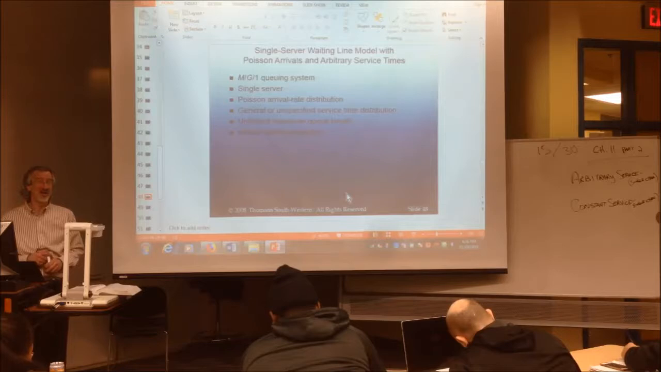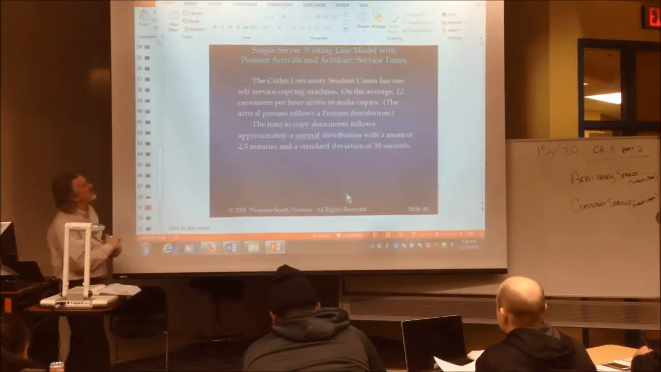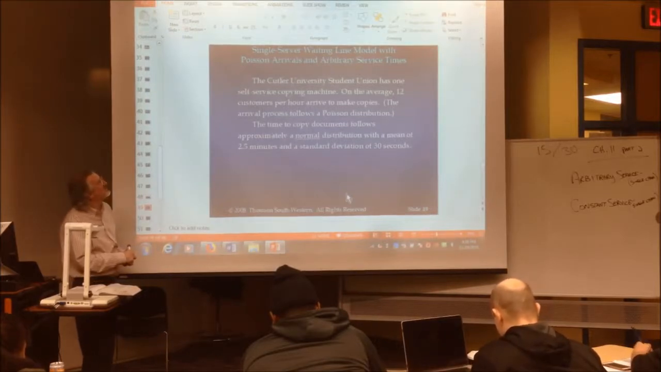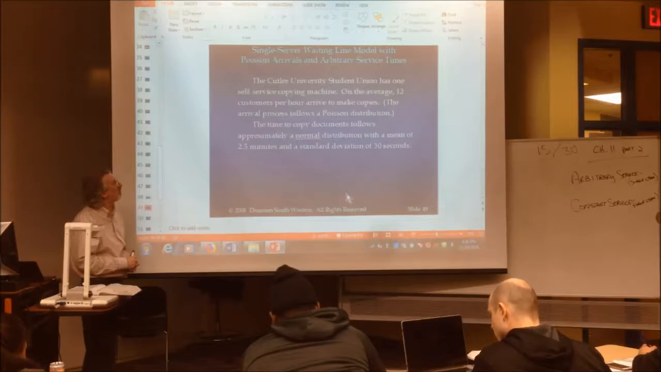Here's arbitrary. There's something in this story that's going to make you realize this is arbitrary. You ready? University Student Center has one self-service copier machine. On an average, 12 customers per hour arrive to make copies.